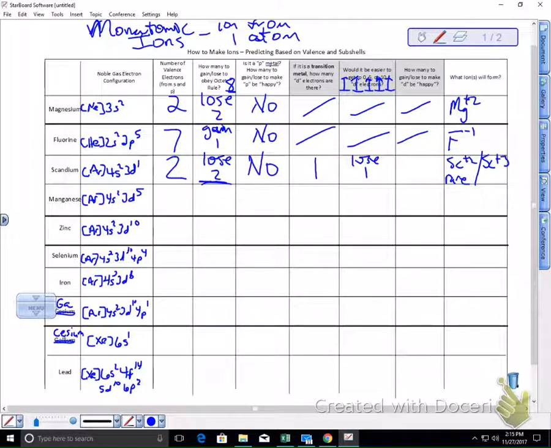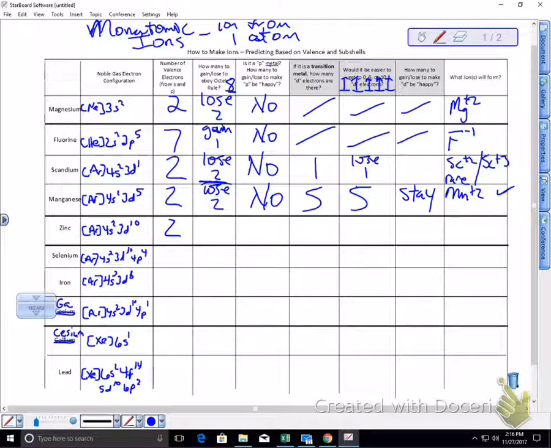All right, manganese. Valence, again 2. So it will lose 2 and be the Mn+2 cation. It is not a p, but it is a d block metal. So we have 5 d's. It's going to stay. It wants to have 5, so it's not going to do much else. So manganese typically is just the +2 when it's in its ionic form, and of course it can have multiple oxidation states when it does more covalent bonding.